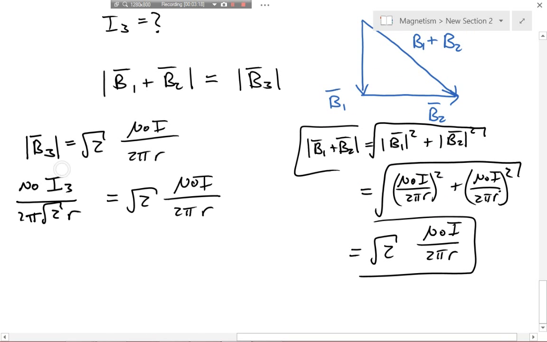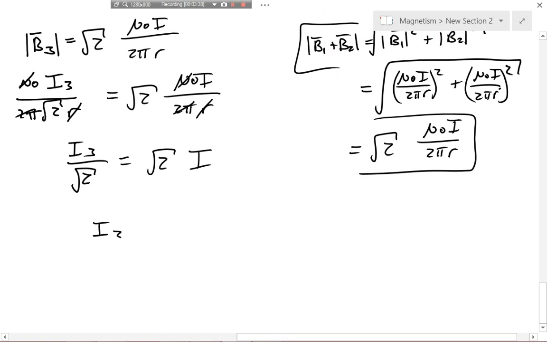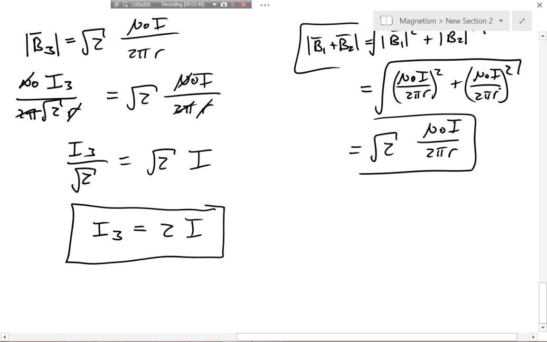So now if I try to solve for this current, well, I can see that the mu naughts cancel, the 2 pi's cancel, the r in the denominator cancels, so I have I3 divided by the square root of 2 is equal to the square root of 2 times the current flowing through wires 1 and 2. So that means the current flowing through wire 3 is 2 times I. So, at the end of the day, the current flowing through wire 3 was just twice the current flowing through either wire 1 or wire 2.